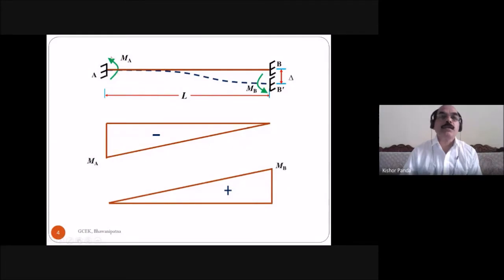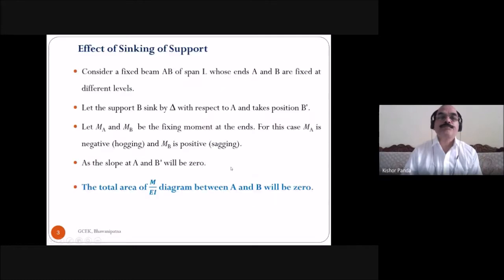This is the bending moment diagram when you consider this moment, and this is the bending moment diagram when you consider the other moment. When you take only MB, the moment at this side is 0 and at this side is MB. When you consider only MA, the moment at this side is MA and at this side is 0. This is the bending moment diagram when you take moments MA and MB separately.